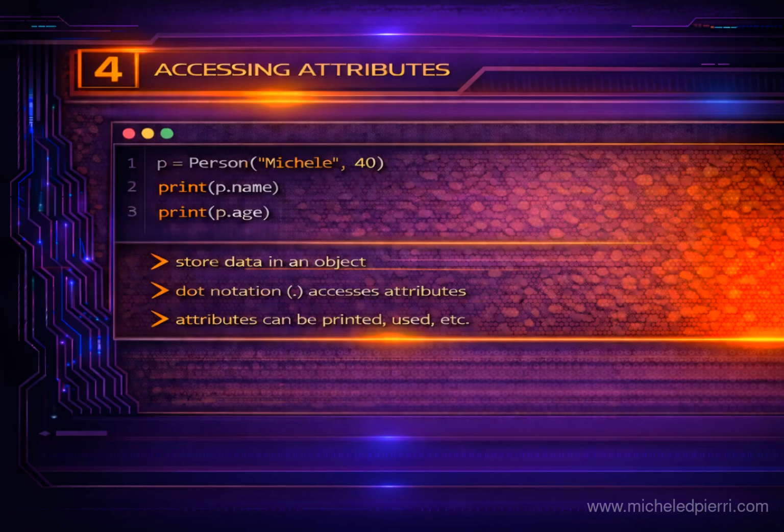From a practical point of view, this slide is showing a common workflow. First, you create a person object with two pieces of information, a name and an age. Then you read those values back out and print them. The important part is that you are not printing a separate variable. You are printing the value stored inside the object. That is why the dot access pattern is so powerful.